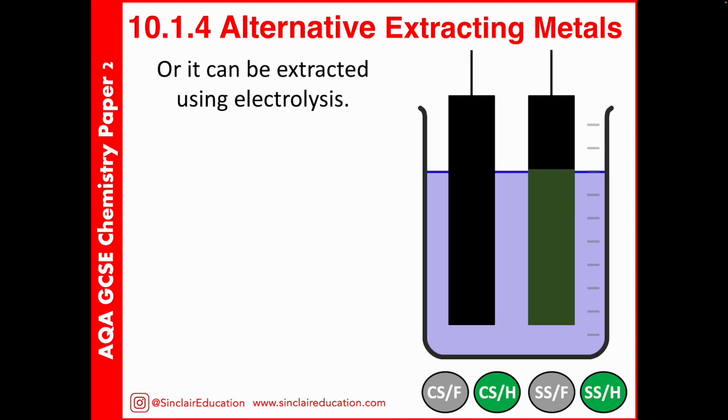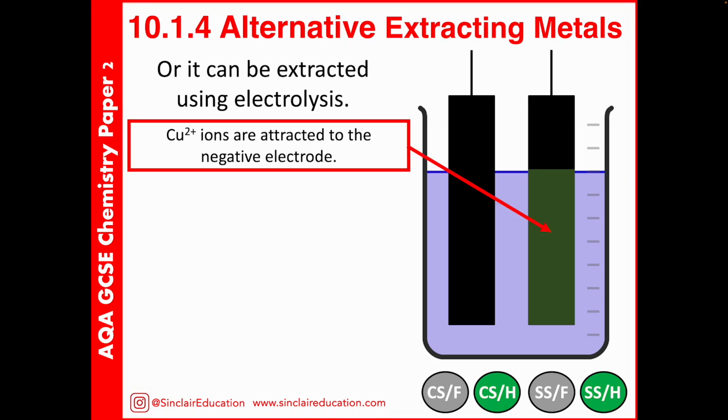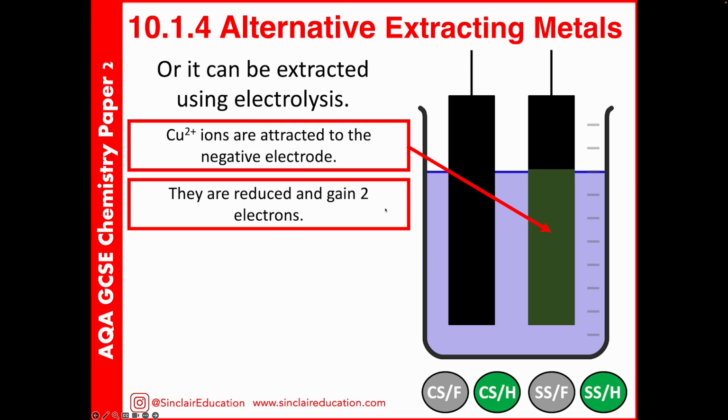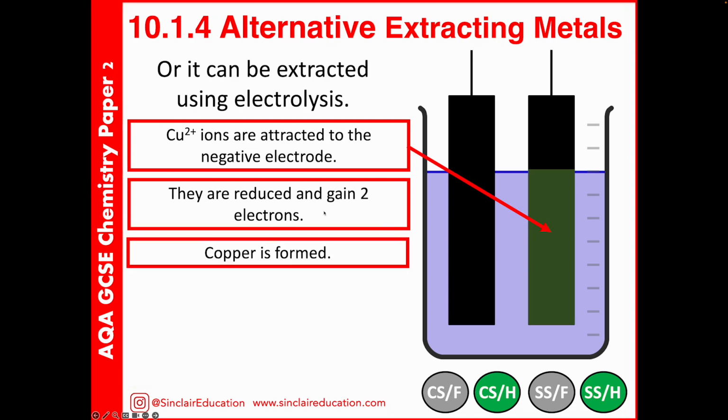Alternatively, we can extract this using electrolysis. Here, the copper ions are attracted to the negative electrode, and it's because they're opposite charges. Now, the copper ion here will have 2 electrons added back on, and so we say that they are reduced. And here the ion turns back into an atom and will form, at this point, copper. We might observe changes on the electrode itself. We should see a change in colour. This will literally turn more coppery in appearance, and the mass of this electrode should increase.